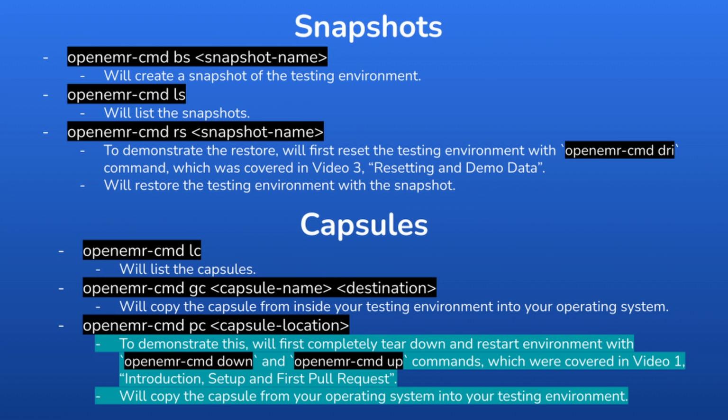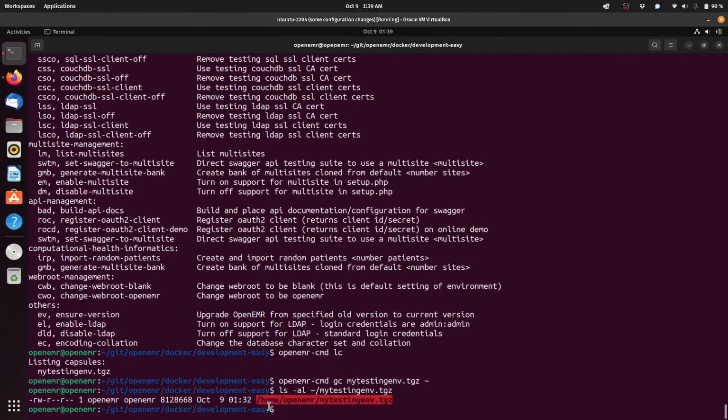So now we're going to show how to use the put capsule command in order to restore the testing environment even after completely tearing down your Docker environment with the down and up commands. So we will first do that, and then we will show how to copy the capsule from your operating system into your testing environment and then use that to restore your environment.